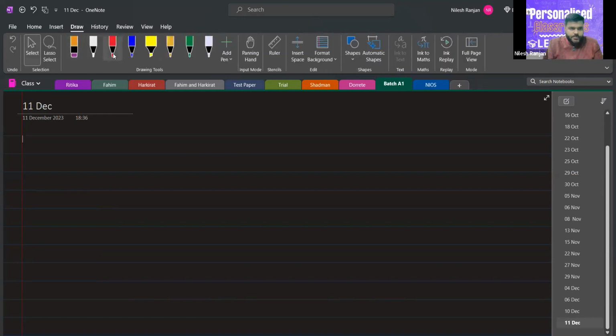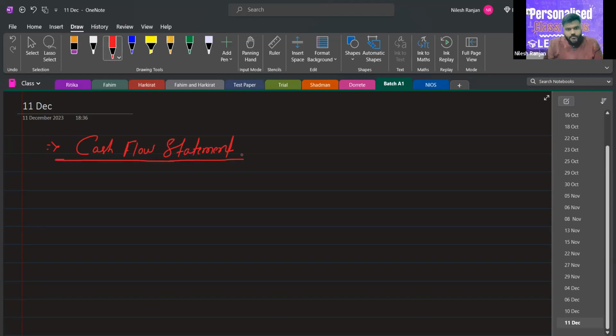The topic name is cash flow statement. So first of all, you know the meaning of cash here. The cash and cash equivalents. Yes, very good.